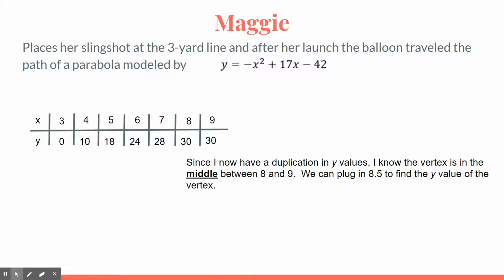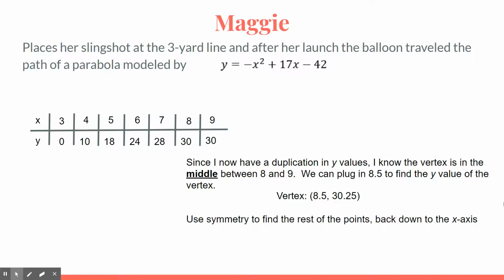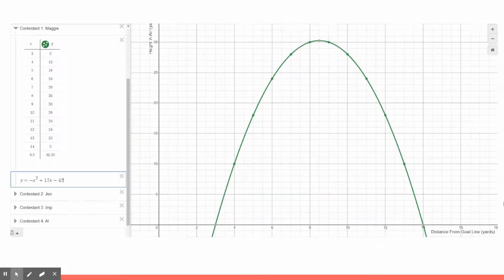So since I've got the duplication, I know that my vertex is going to be dead center between 8 and 9. If I plug 8.5 in, looks like I'm going to get a vertex of (8.5, 30.25). I'm going to use symmetry to find the rest of the points. So if I wanted to find point 10, then I know that its height would match with 7, which is going to be 28. And if I wanted to find 11, then I know that it would match with 6. So again, using the idea of symmetry.